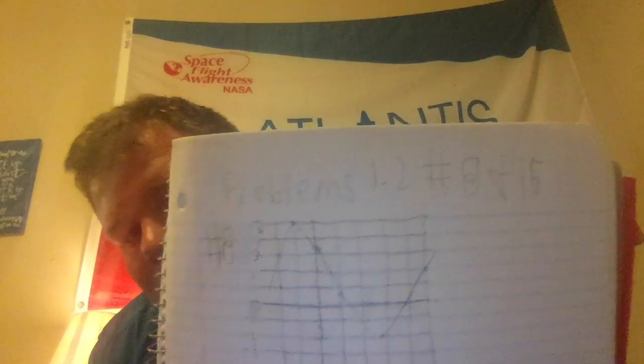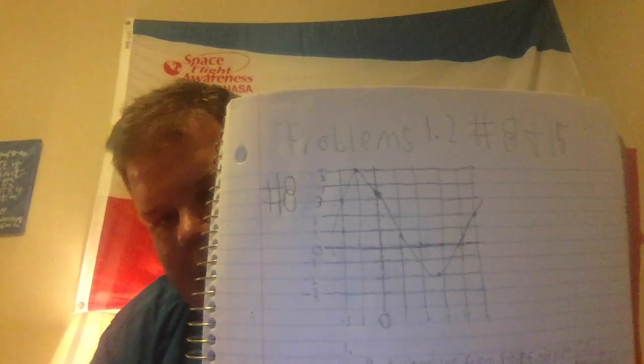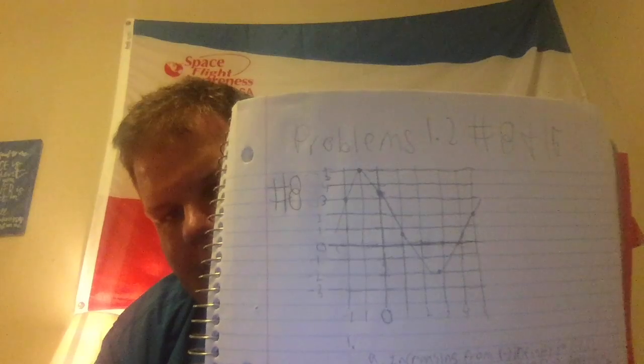I've been assigned problems 8 and 15 from 1.2. So I had to draw a graph that has a maximum and minimum on the x and y axes of -5 to +5. First, I had to identify some information about it. First, we were asked where it's increasing and decreasing.